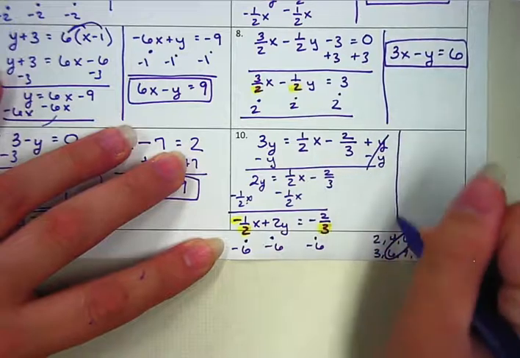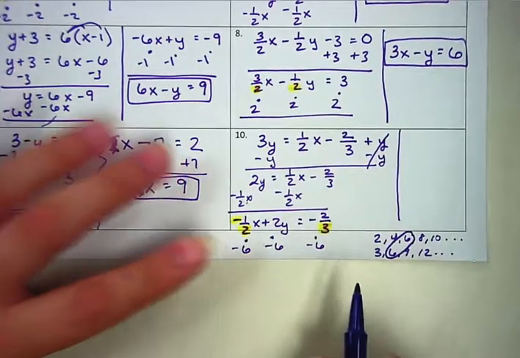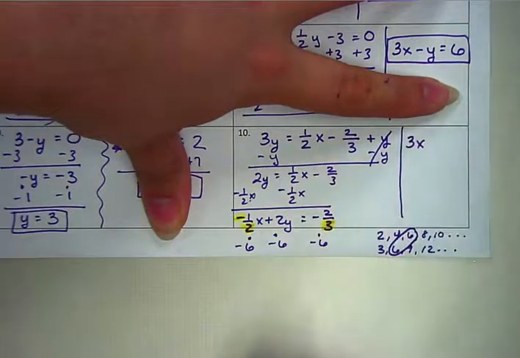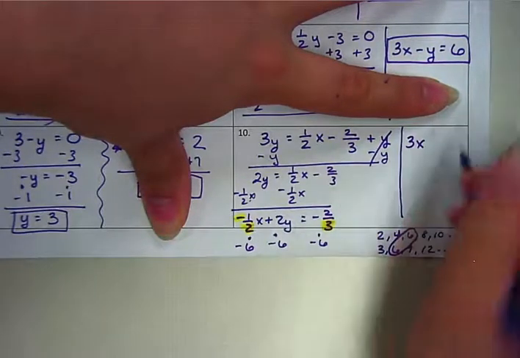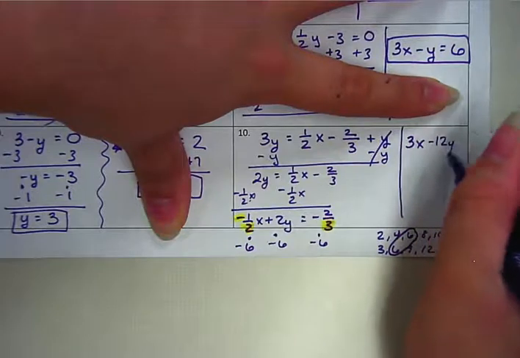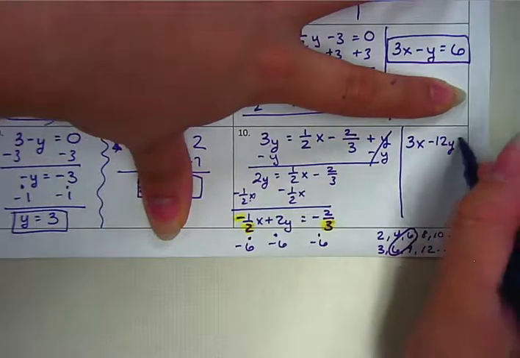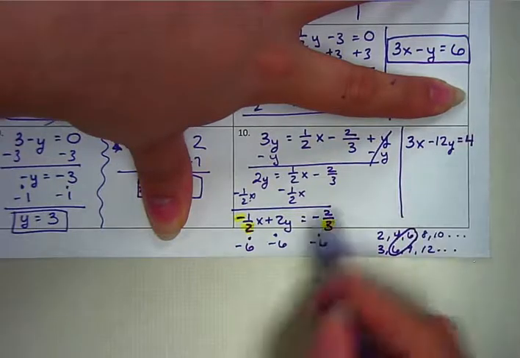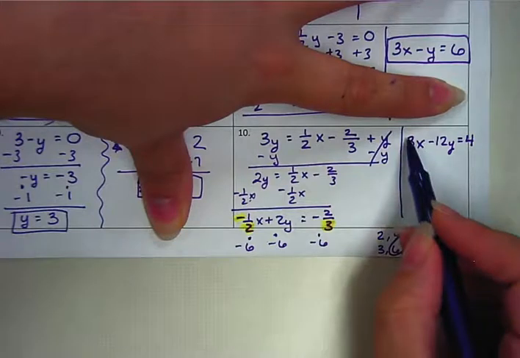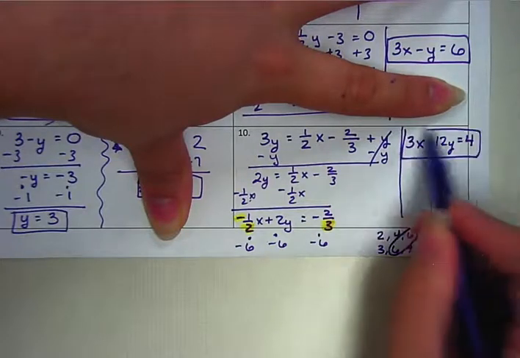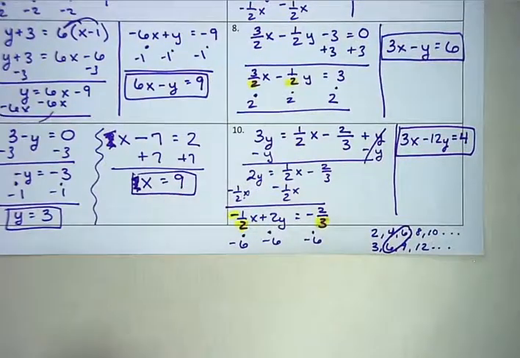When we do that, negative 1/2 times negative 6 this time is 3x. 2y times negative 6 is negative 12y. And negative 2/3 times negative 6 is positive 4. So x is positive. All of those are integers. That's the answer. That is standard form.